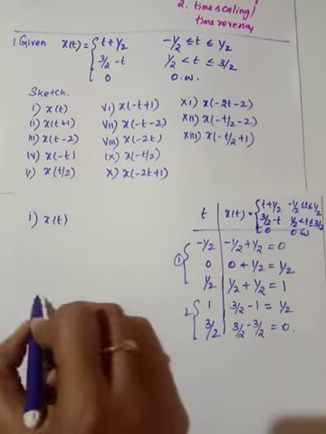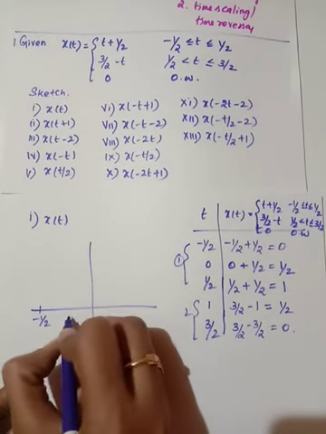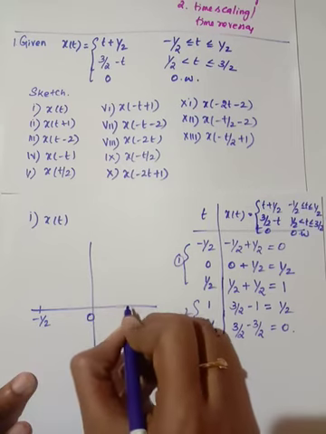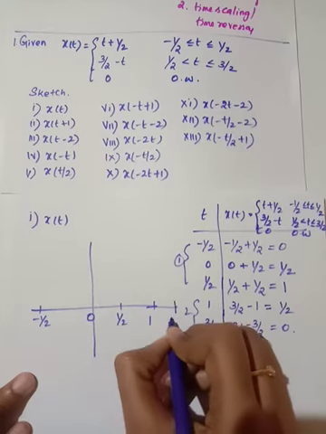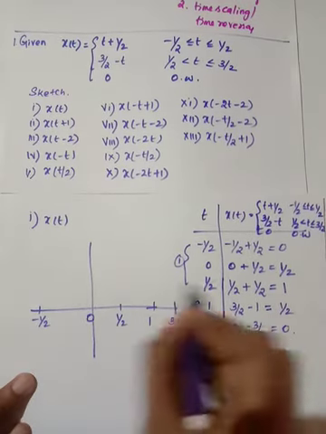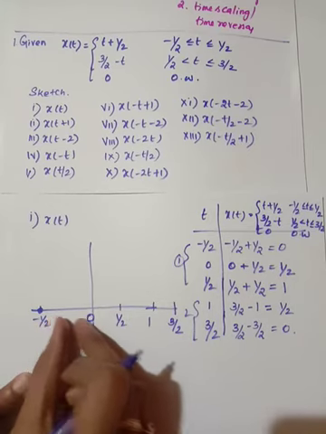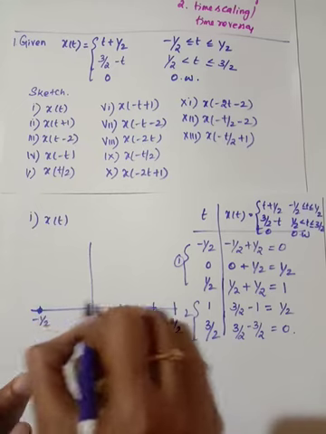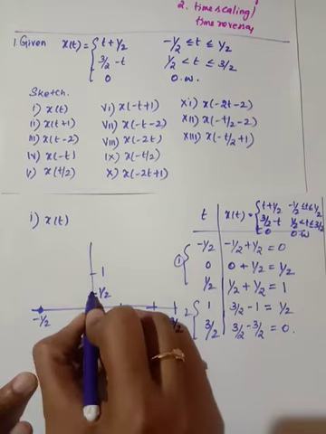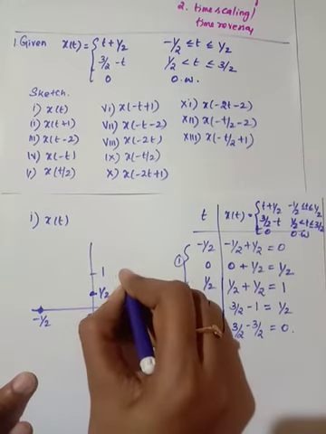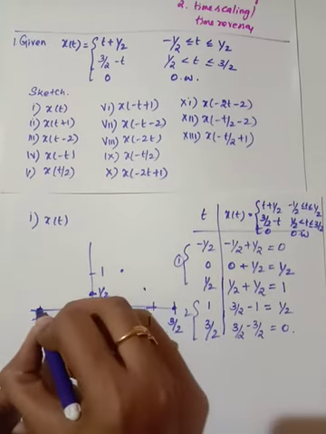Now I need to plot it. If I want to plot this, it is minus 1 by 2, then 0, plus 1 by 2, 1, and next 3 by 2. Sorry, I drew this without considering the scaling. So minus 1 by 2. What are all the values we have? For minus 1 by 2 it is 0, for 0 it is 1 by 2, for 1 by 2 it is 1, for 1 it is 1 by 2, and for 3 by 2 it is 0.